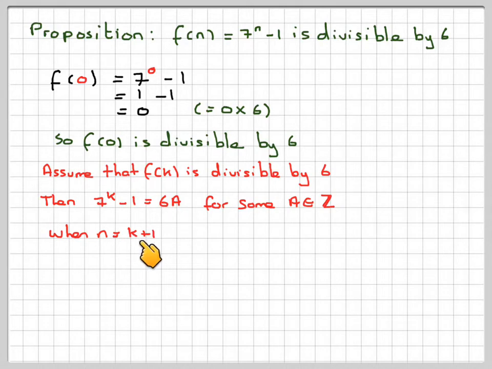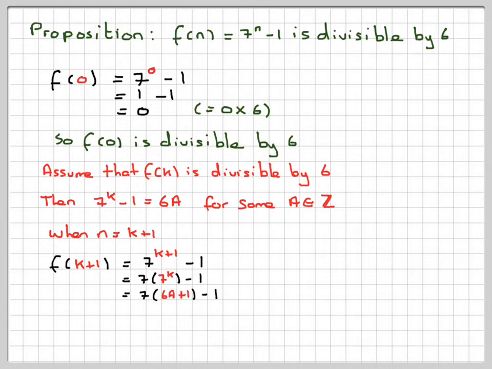So when n is equal to k plus 1, f of k plus 1 will be 7 to the k plus 1 minus 1. Now that can be written as 7 times 7 to the k minus 1, but 7 to the k is equal to 6a plus 1, so we'll substitute that in. So 6 times 7 is 42a, plus 7 minus 1. Then it's 42a plus 6.